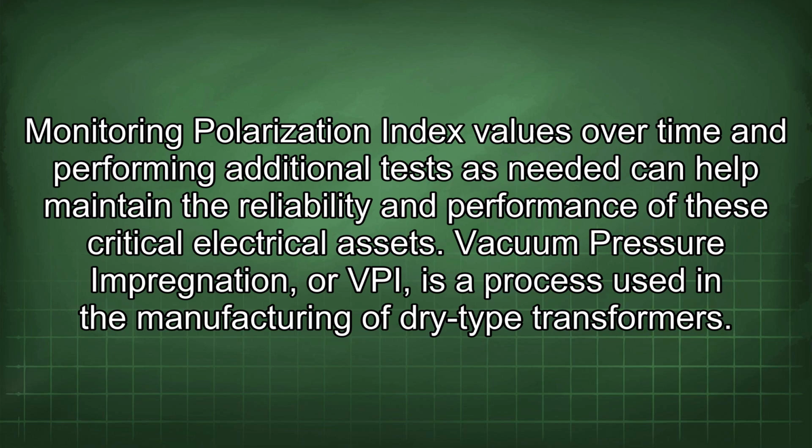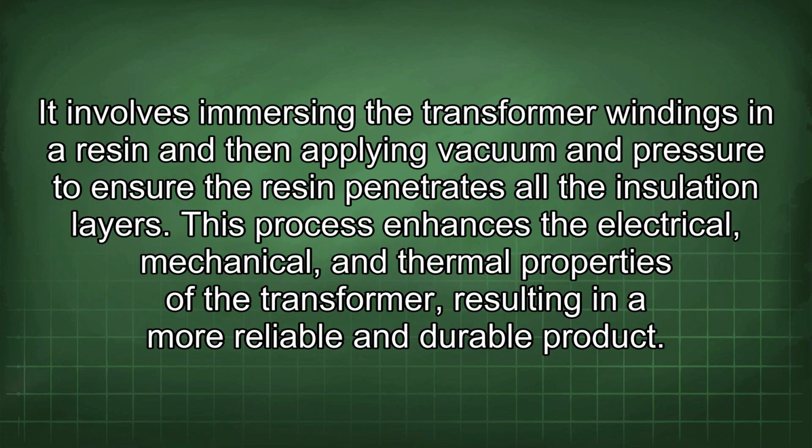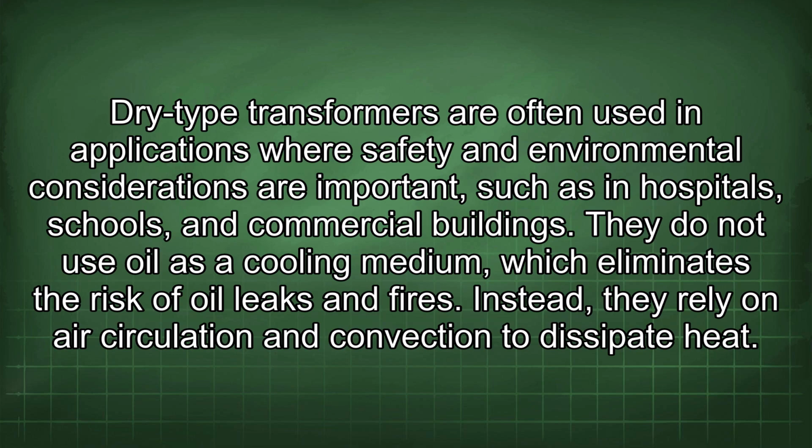Vacuum pressure impregnation, or VPI, is a process used in the manufacturing of dry-type transformers. It involves immersing the transformer windings in a resin and then applying vacuum and pressure to ensure the resin penetrates all the insulation layers. This process enhances the electrical, mechanical, and thermal properties of the transformer, resulting in a more reliable and durable product. Dry-type transformers are often used in applications where safety and environmental considerations are important, such as in hospitals, schools, and commercial buildings.